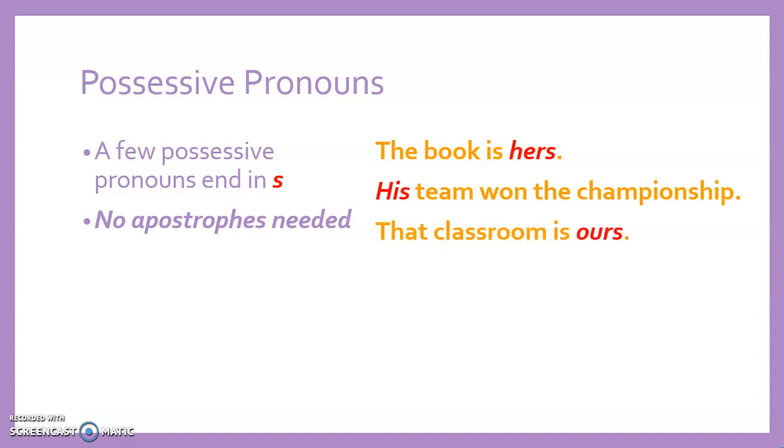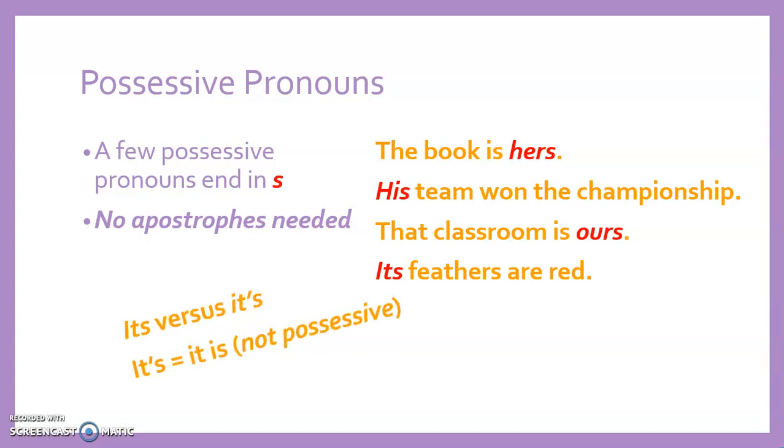Another example here. That classroom is ours. Again, we've got ours. We know whose classroom it is because of that word. We've got an s there, no apostrophe. And here's the tricky one. Its feathers are red. No apostrophe. So it possesses the feathers, but we don't need an apostrophe here.